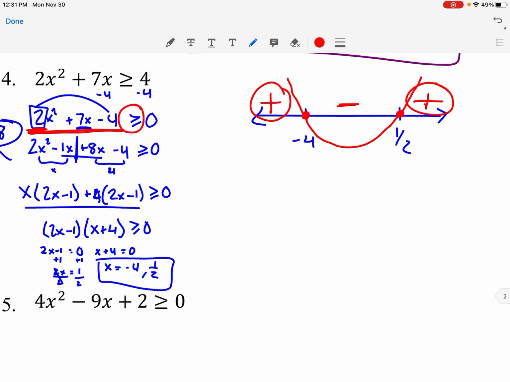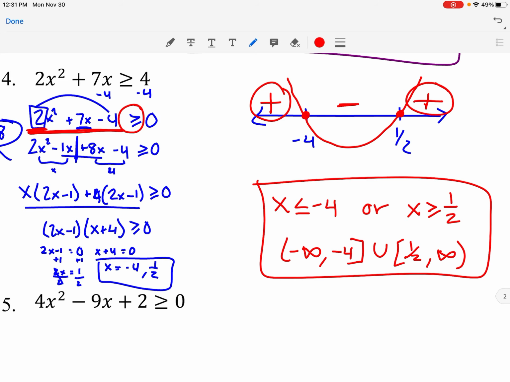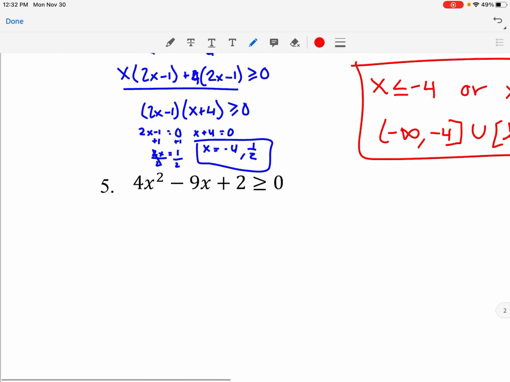We have two different pieces. So we have x is less than or equal to -4 on the left, or, and you do have to use that or, x is greater than or equal to 1/2 on the right. And then in interval notation, we have parenthesis, -infinity all the way up to -4, including -4, with a union starting at 1/2 all the way up to positive infinity. So those are your two solutions.